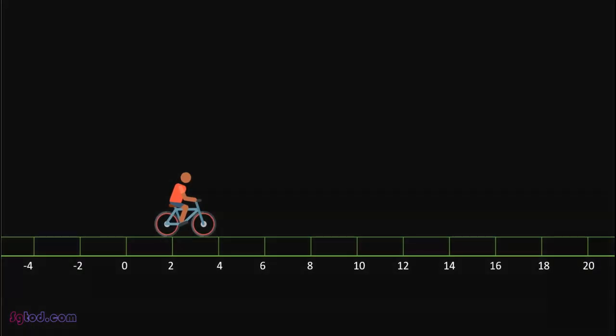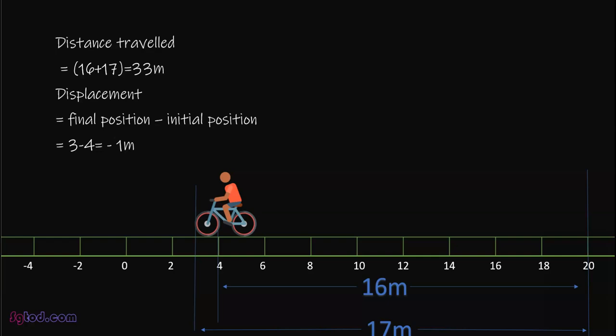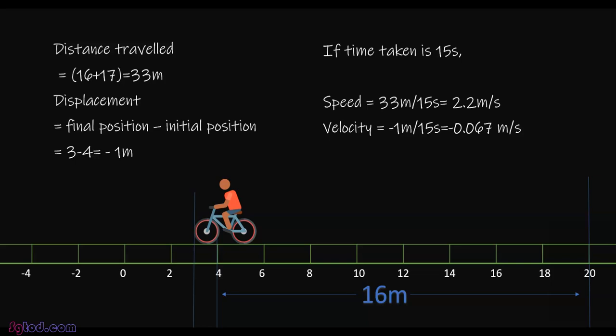Now the cyclist travels eastward 16 meters, makes a U-turn and stops at the 3 meters mark. His total distance is 33 meters, but the displacement is minus 1 meter. If the total time taken is 15 seconds, his speed remains at 2.2 meters per second, same as before. However, his velocity is minus 0.067 meters per second. Having learned what is velocity, we are now ready to move to the next lesson about changes in velocity.